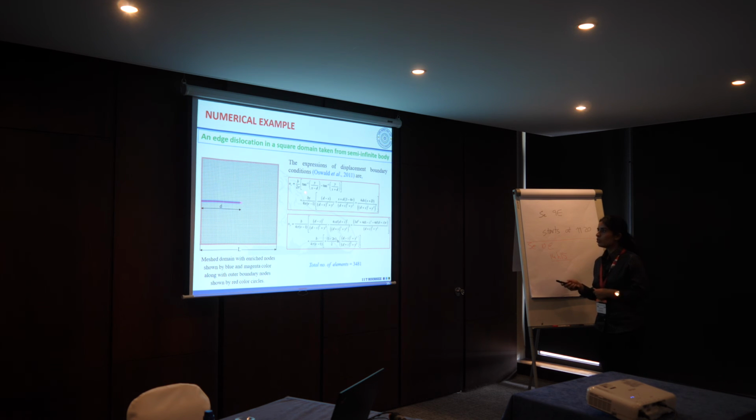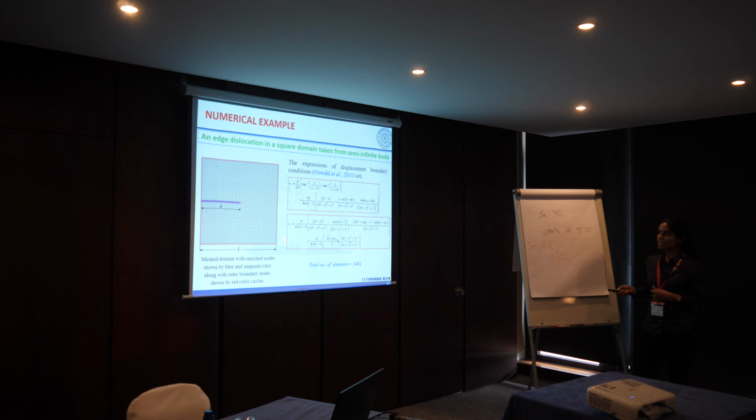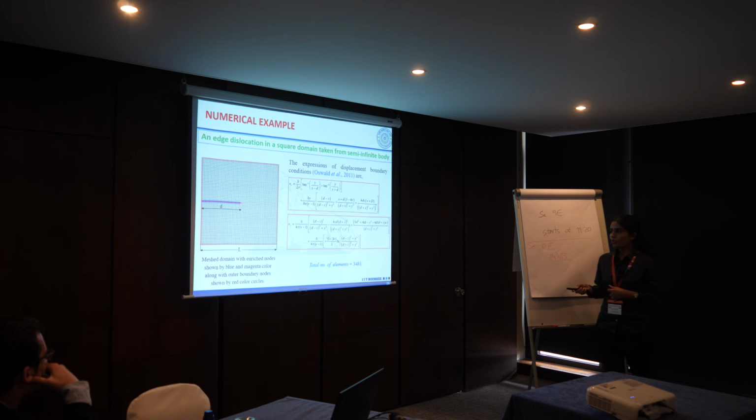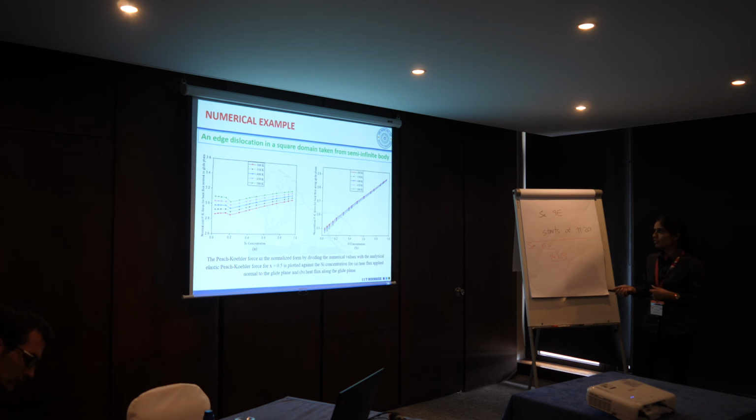Correspondingly, Ux and Uy are applied over these three surfaces with the help of this equation, where X and Y are defined at the start of the glide plane, and small d is the length of the glide plane of the dislocation core. The number of elements is given here. After applying these boundary conditions, we solve the problem.